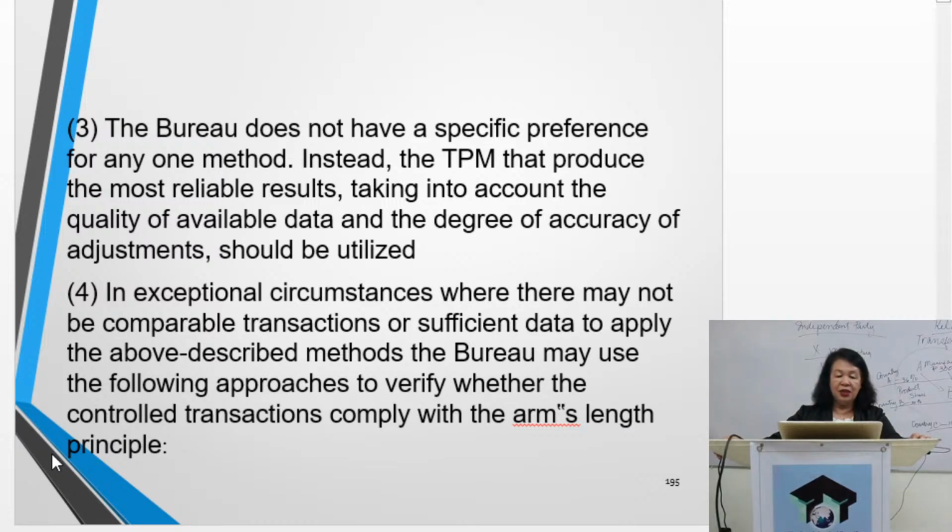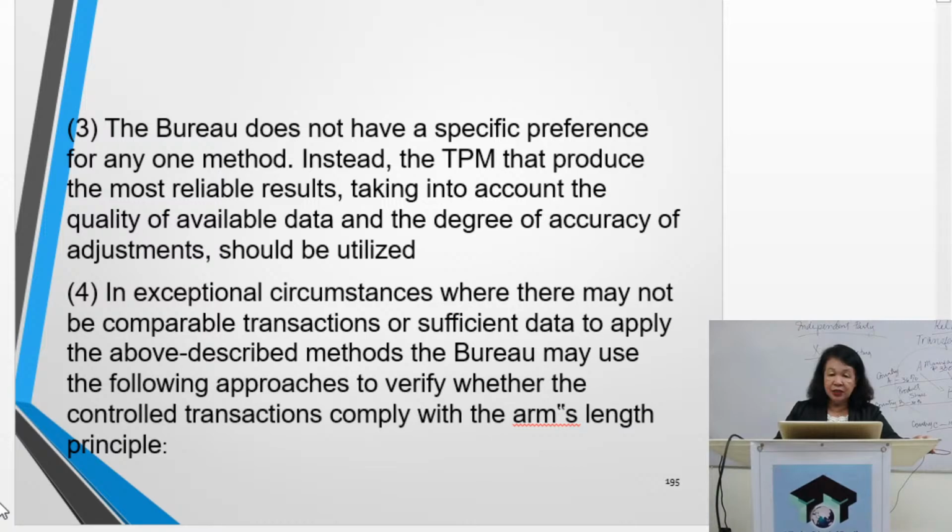So yun ang gagamitin. In exceptional circumstances where there may not be comparable transaction or sufficient data to apply the above described methods, the Bureau may use the following approaches to verify whether the controlled transactions complied with the arm's length principle. Tinanong ko rin po ito sa OECD. So, kung paano talaga kung walang comparable? Sabi ng OECD, if there is no comparable, then meron pa ring transfer pricing analysis, no? Meron pa rin transfer pricing kahit na walang comparables. Anong gagawin mo? Hypothesize, no?